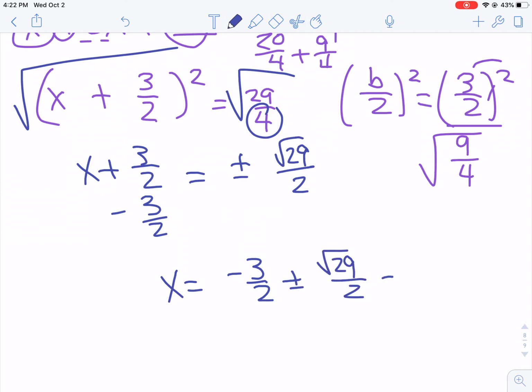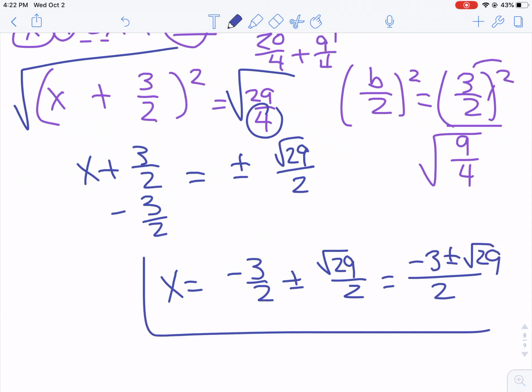If you leave it like that, that's sufficient. You can also make it one big fraction and put negative 3 plus or minus the square root of 29. I don't really care which one your answer is in. Either one would be acceptable. And that's it. That's completing the square.